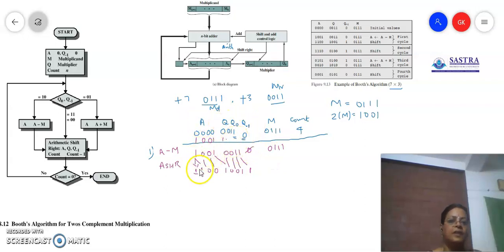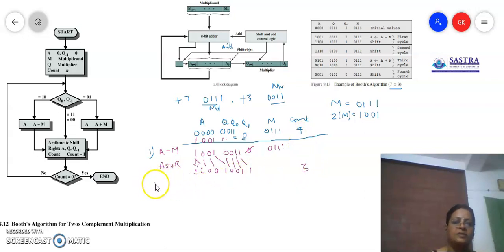So after completing the first cycle, you will be having this number. Maybe we can verify here. It is 1 1 0 0 1 0 0 1, and here also it is 1. And M, of course, is going to be the same number repeated every time. Okay. So after doing this, what do we have to do? Decrement the count. The count is 4, now we have to decrement it to 3. This completes one cycle.